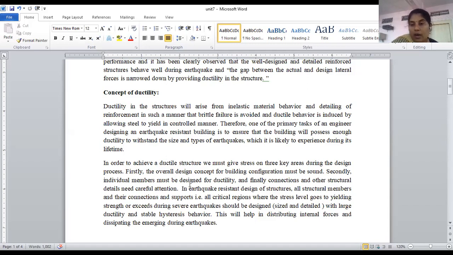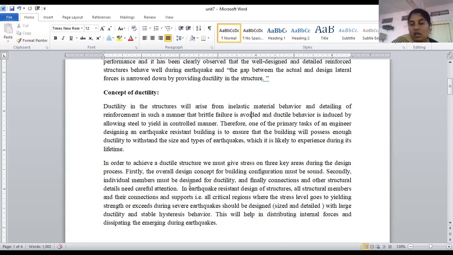Secondly, each and every RCC parameter, like a slab, like a column, like a beam, should be designed and defined in such a way that it uses a good, ductile material. And the third parameter is whatever the connections between the slabs, between the beams, and between the columns, that all the connections should be strong.